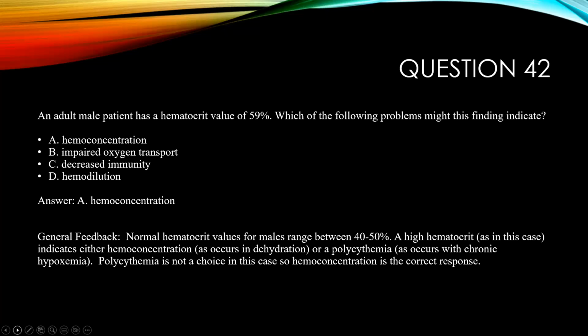Or the volume is fine, but you have a proliferation of red blood cells, as occurs with chronic hypoxemia. So you see patients that have moderate to severe emphysema, chronic bronchitis, CF. You see that they get polycythemic. Polycythemia is not a choice in this case, so hemoconcentration is the best response. It's a bit of a thinking person's question.